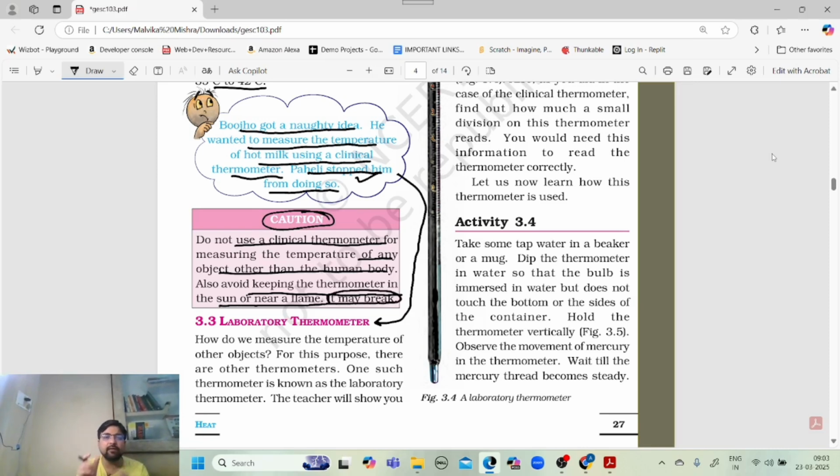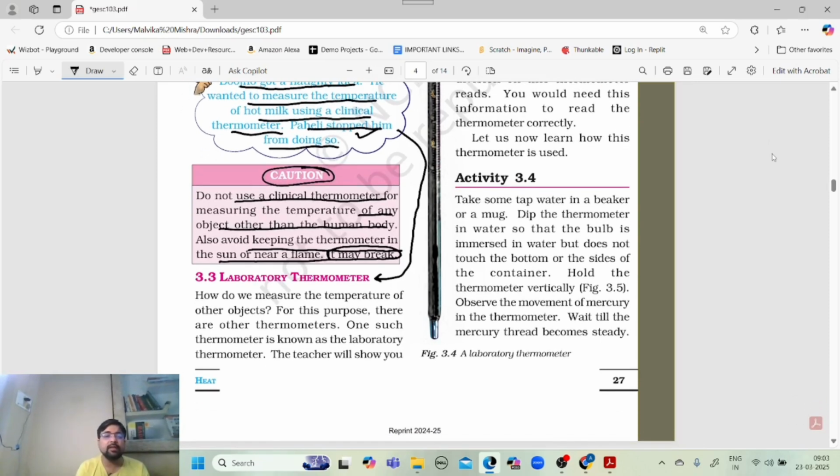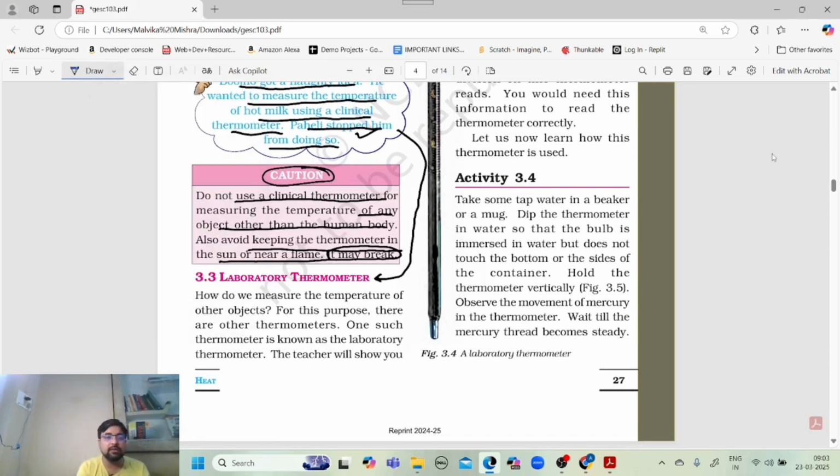It is designed for a very limited temperature, and if you are going to measure beyond 50 degrees Celsius, say 100 degrees Celsius, then the expansion of the mercury will be very large, and it can break the thermometer, right? So that's why it is a caution. You should not use it for any other purpose. For any other purpose, we have the laboratory thermometer. And let's see how the laboratory thermometer is used.